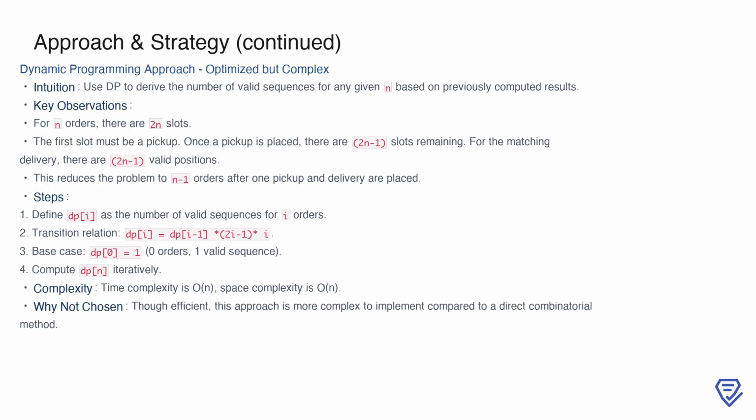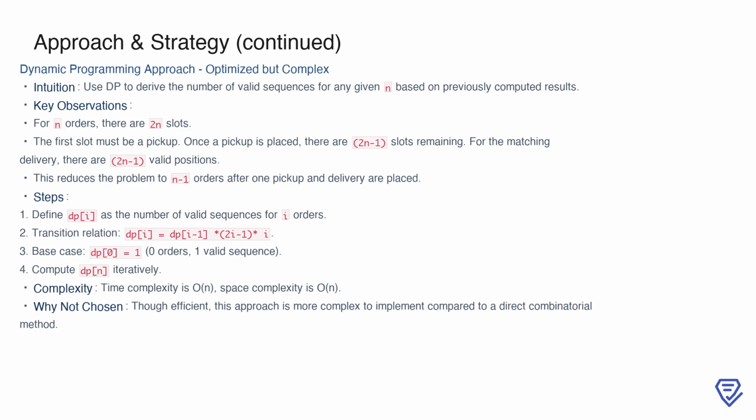Next, we explored a dynamic programming approach, which is far more efficient but introduces a level of complexity. The intuition behind this method is to use previously computed results to calculate the number of valid sequences for any given n. For n orders, there are 2n slots, and the first slot must always be a pickup. Once we place this pickup, there are 2n-1 slots left. The corresponding delivery can then occupy any of these 2n-1 positions. By reducing the problem in this way, we are left with n-1 orders to process.